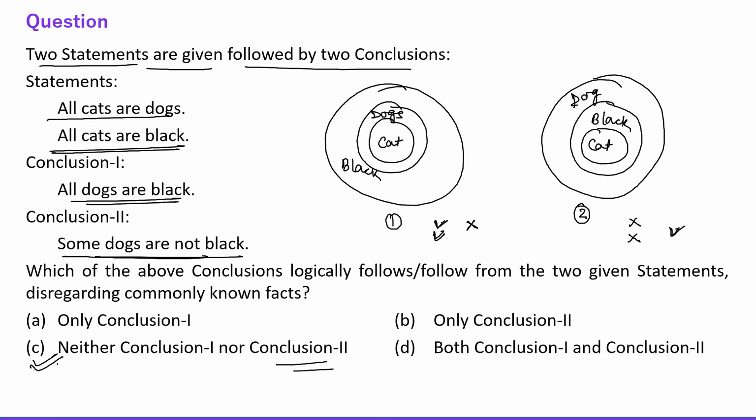The thing is, the conclusion which is followed in every case is only considered as an answer. I repeat, the conclusion which is followed in every condition is only considered as an answer. So here in one case it is being followed, in the second case it is not being followed, so it won't be considered as an answer. Fine. So here neither conclusion 1 nor conclusion 2 follows. Now let's move to the other question.